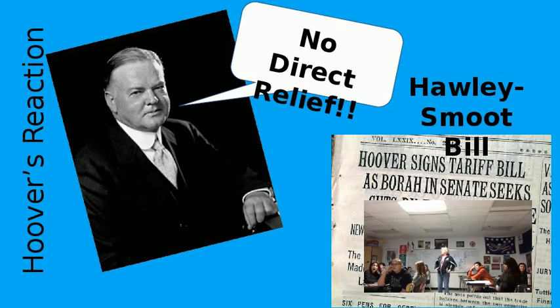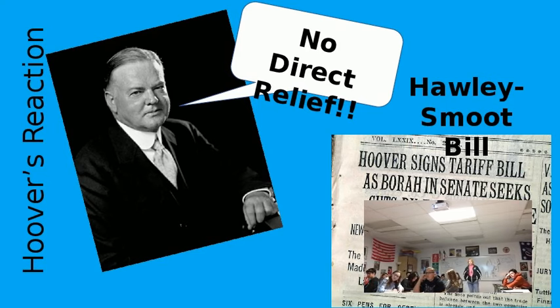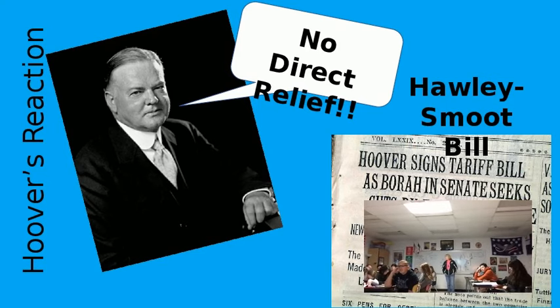Herbert Hoover and his reaction to this is what a lot of people blame him for the extension of the Depression, because his first reaction was nothing. He believed in laissez-faire politics. He believed that the government shouldn't get involved in the economy, and he also believed that the government shouldn't give handouts. And that's when he said no direct relief. And direct relief basically means government payments. And he goes, no, I'm not going to do it.